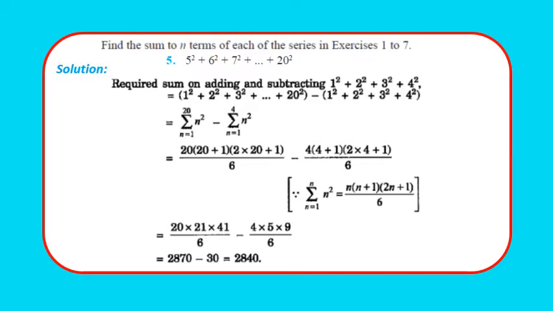Clear? So we are getting sigma n equals 1 to 20 of n square minus sigma n equals 1 to 4 of n square. Now sigma n square will be equal to what? For the first, with 20, it will be 20 into 20 plus 1 into 2 into 20 plus 1 upon 6, and sigma n square for n equals 4 will be equal to 4 into 4 plus 1 into 2 into 4 plus 1 upon 6. We applied the formula sigma n square equals n into n plus 1 into 2n plus 1 upon 6. So on simplification we get 2870 minus 30, which is equal to 2840. Clear? So pause and note down the solution.